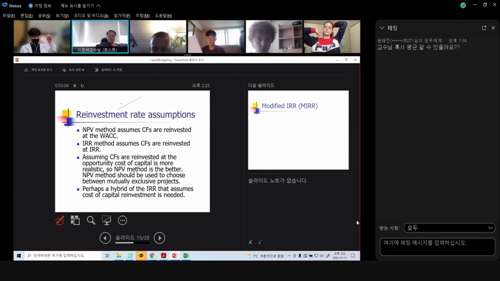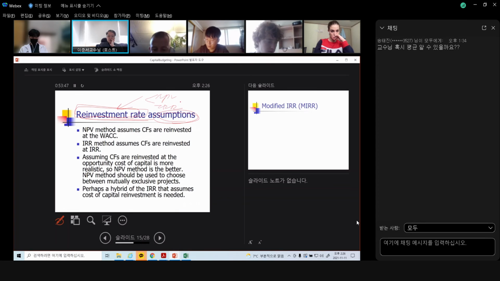This is the crucial reason why we have multiple IRRs if the cash flow stream is non-normal, with sign changes. The big difference between the assumptions of the IRR and the NPV is the reinvestment rate assumption. This is the most important difference between NPV and IRR. The assumption for the reinvestment rate is totally different in NPV and IRR.